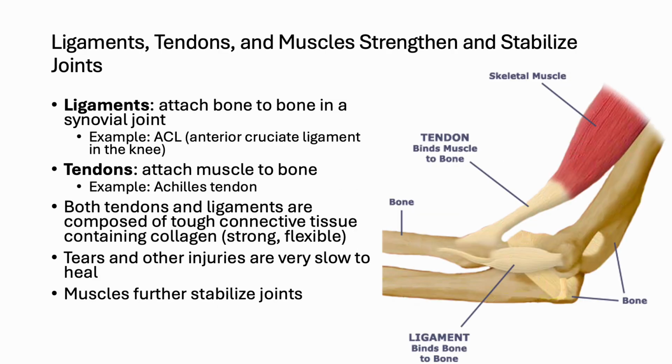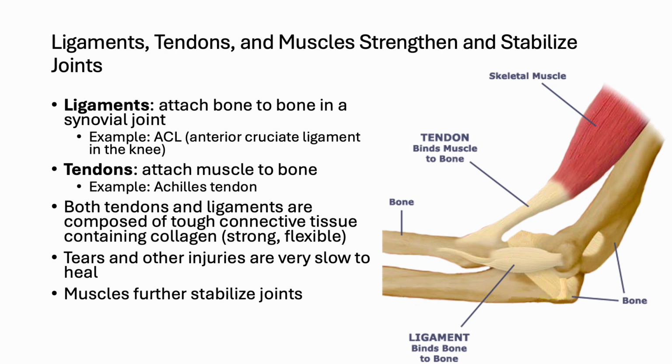Joints rely on more than bones to maintain stability and function. Ligaments, composed of tough connective tissue rich in collagen fibers, connect bones to bones and reinforce synovial joints. They limit excessive movement and prevent dislocation. Tendons attach muscles to bone, transmitting the force generated by muscle contractions to create motion. A well-known example is the Achilles tendon, which connects the calf muscle to the heel bone, enabling walking, running, and jumping.